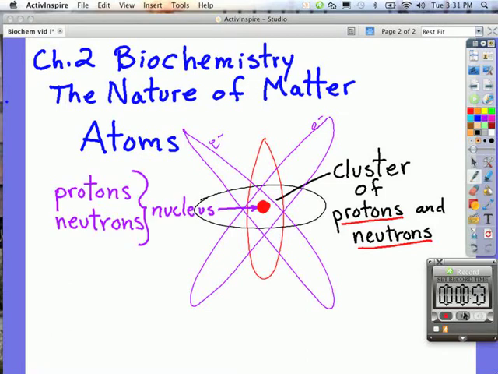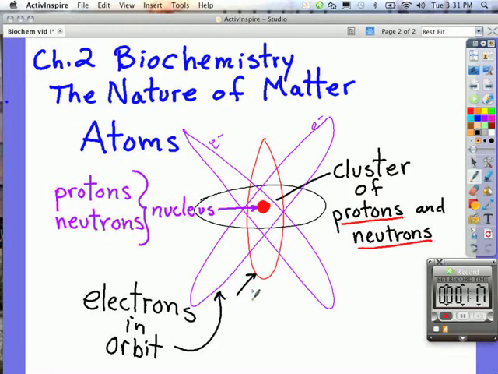Protons and neutrons in the nucleus, and electrons in orbit, in one or many of these orbits.